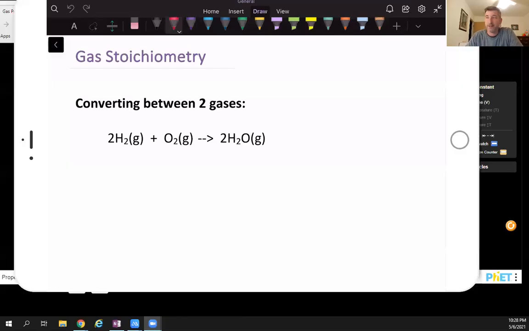All right, guys, so today we're going to talk about gas stoichiometry. And you guys know how to use the ideal gas law, and you know stoichiometry, and today we're going to put them together. Before we do that, though, we're going to do some very basic gas stoichiometry where we're just converting between two gases.